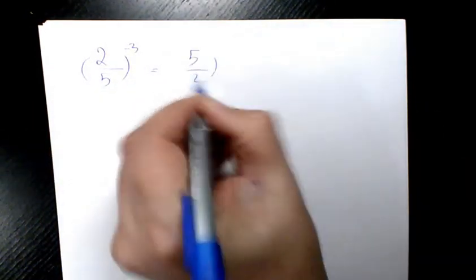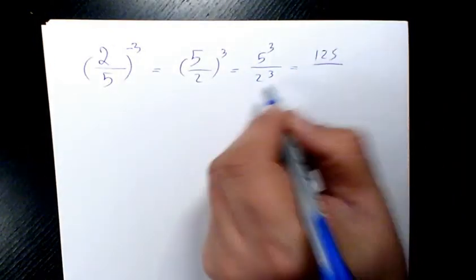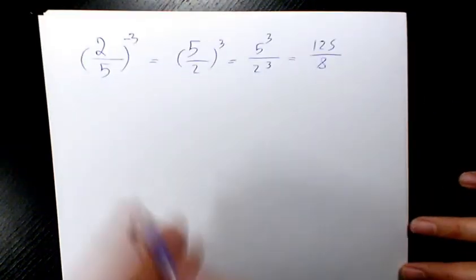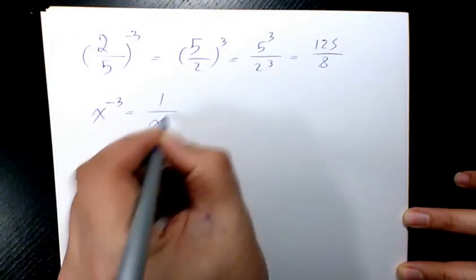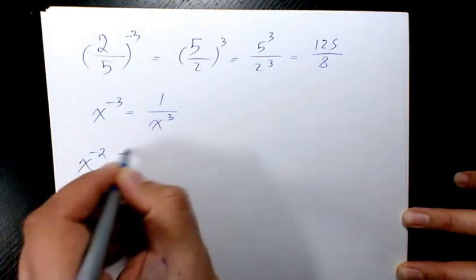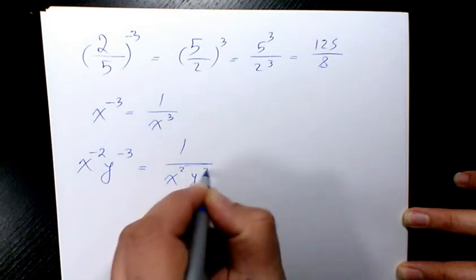Next example, 2 over 5 to the power of negative 3. That will be 5 over 2 to the power of positive 3, which is 5 cubed over 2 cubed. 5 cubed is 125, 2 cubed is 8. x to the power of negative 3 is going to be 1 over x to the power of 3. x to the power of negative 2, y to the power of negative 3, that's going to be 1 over x squared y cubed.